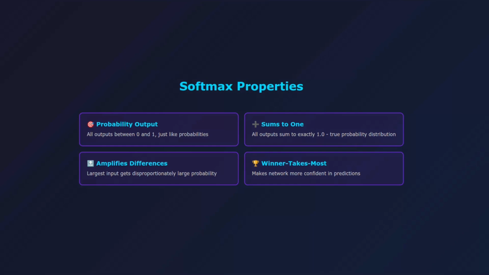Third, Softmax amplifies differences. The largest input gets a disproportionately large probability, while smaller inputs get compressed. This winner-takes-most behavior is actually a feature, not a bug. It makes the network more confident in its predictions.